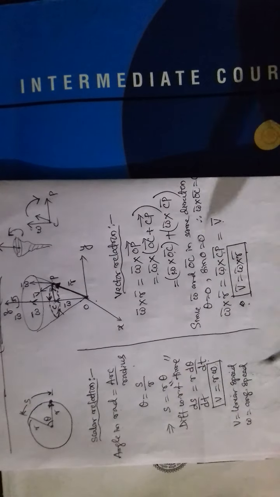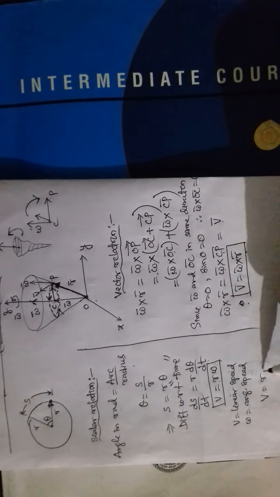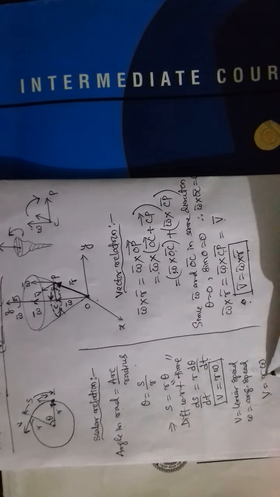Next, see here. Here we have derived a relation between linear velocity and angular velocity. Let us see here the scalar form: v is equal to r omega. V is linear velocity anywhere. See here the linear velocity v. So r is the radius vector, omega is angular speed.